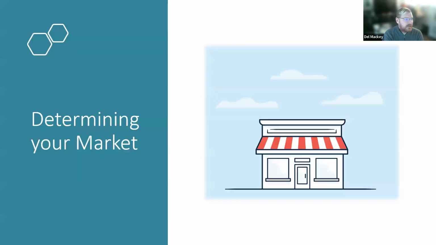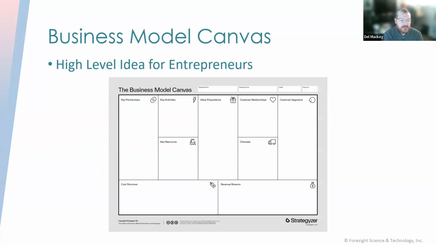Before we get into the next section, I'm going to open it up for questions. I see that there is a question here. Will you provide an example of a BMC? What is a channel?